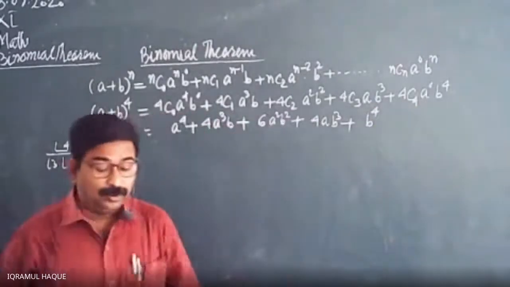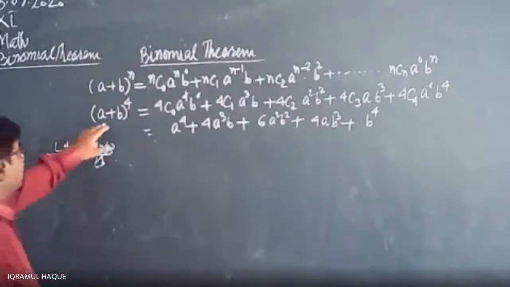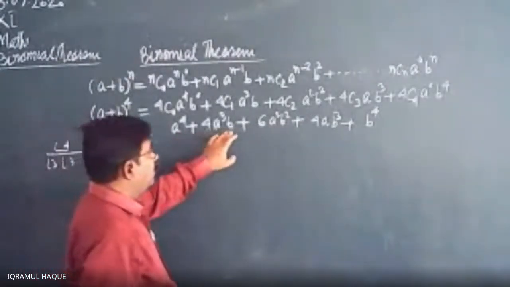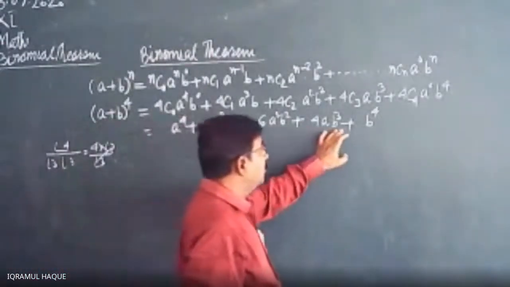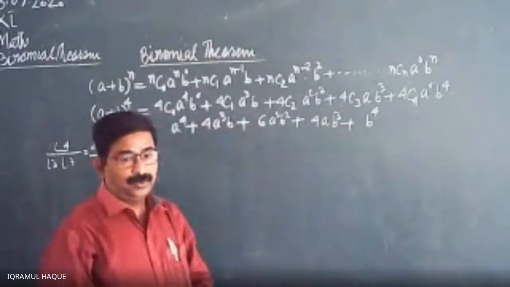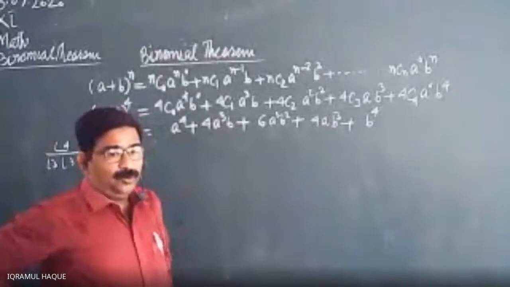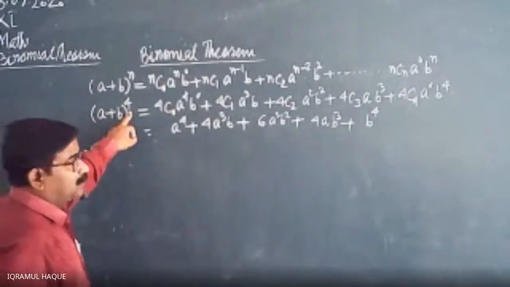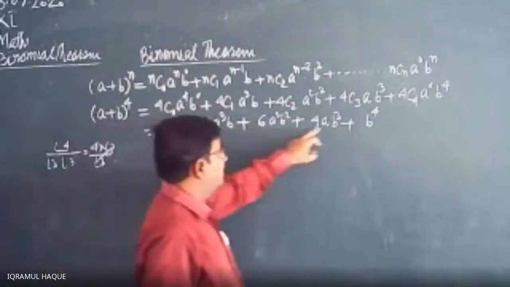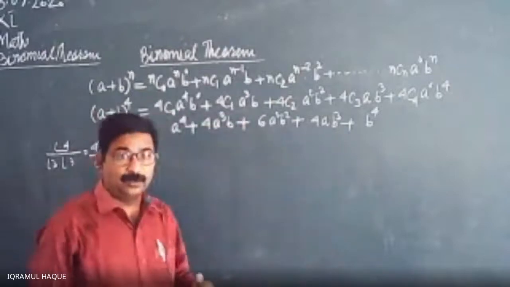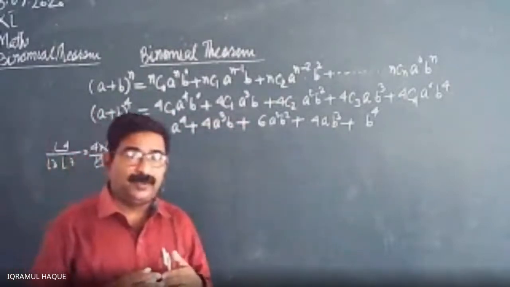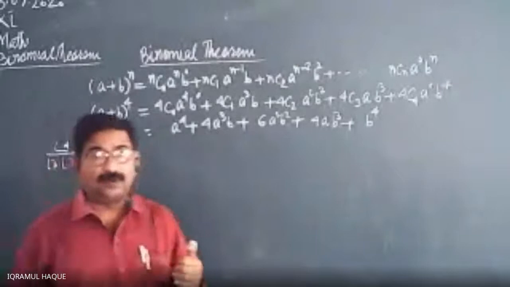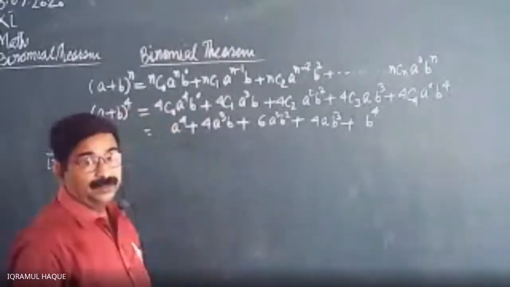So you can see what is the result of a plus b whole to the power 4. a to the power 4 plus 4a cube b plus 6a square b square plus 4ab cube plus b to the power 4. Got it? So this is how we expand. Now let's see. Here the maximum exponent was 4. So the number of terms: 1, 2, 3, 4, 5. 5 terms. As I told, what is the exponent of the binomial? The number of terms in its expansion is 1 more than that of the exponent.